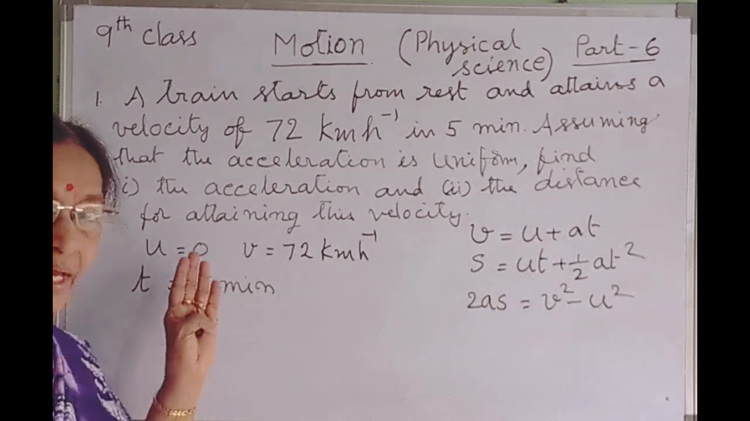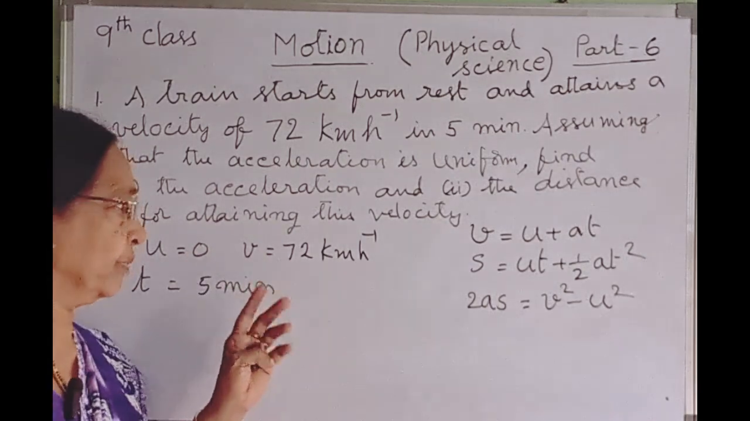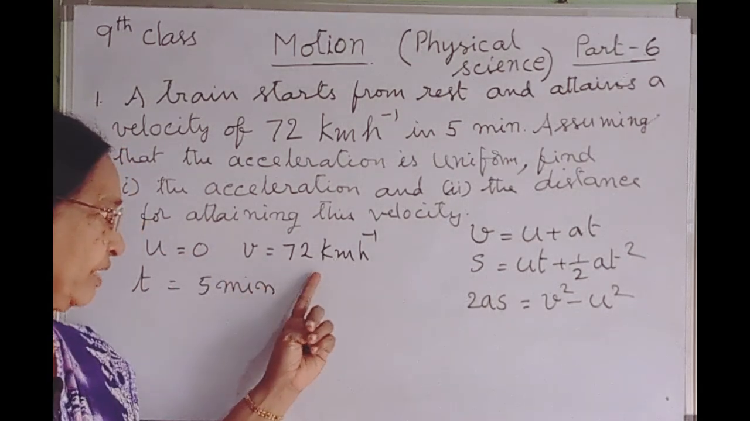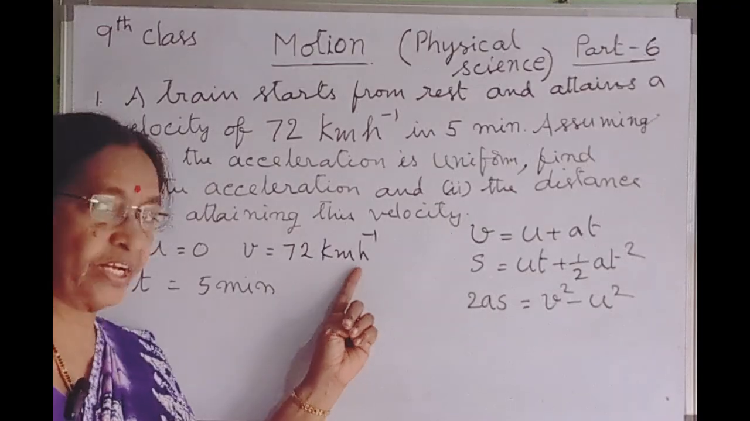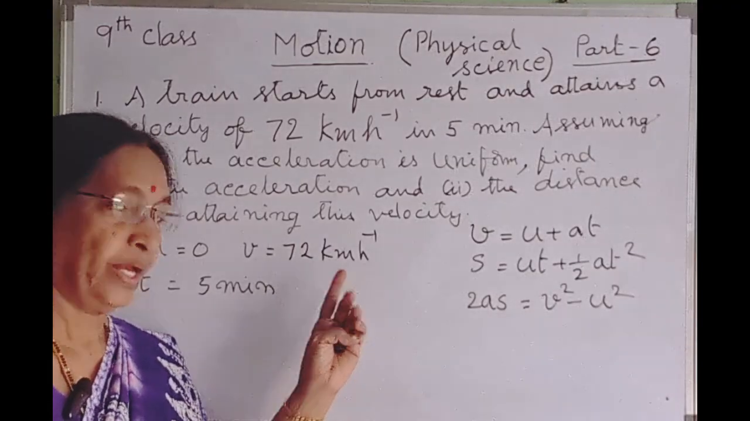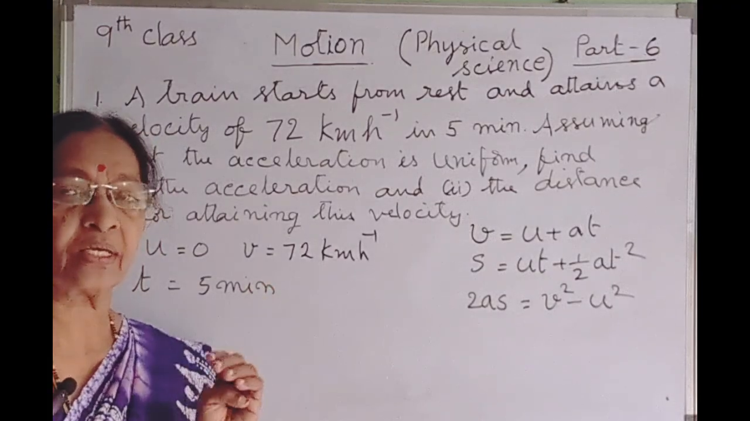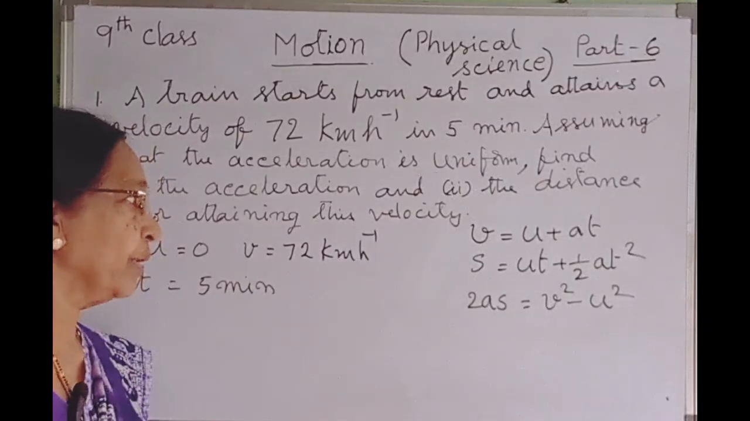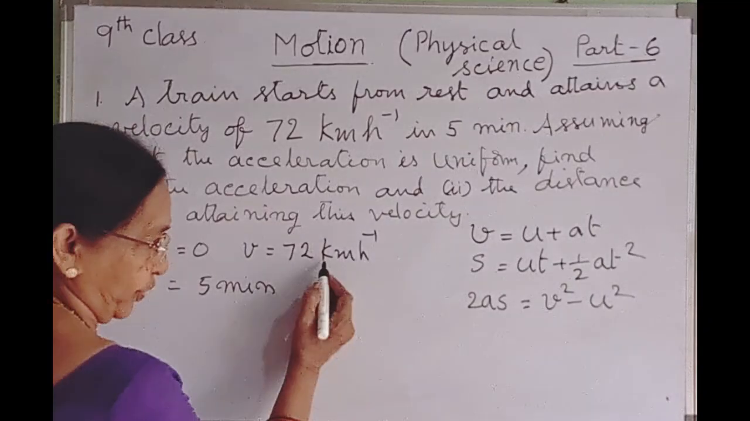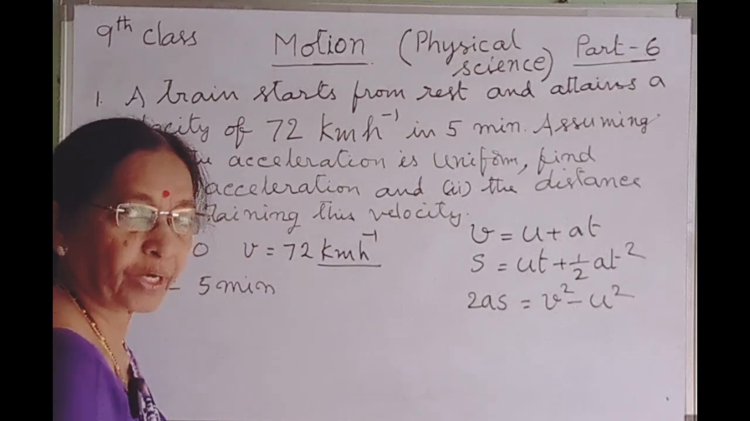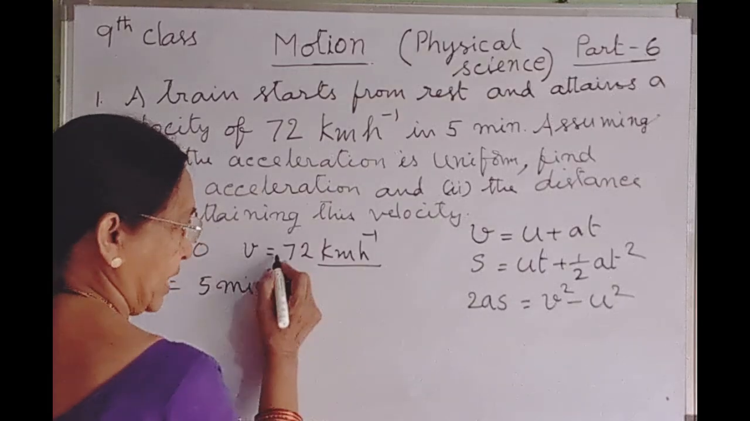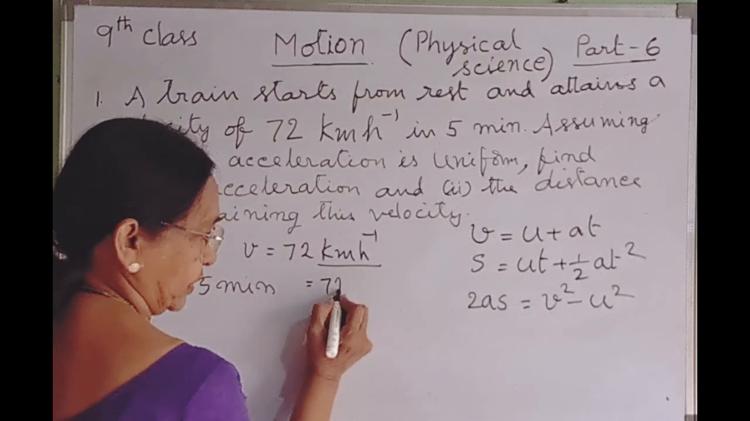So observe the data given in the problem. Here we have initial velocity and final velocity. Final velocity is given in kilometer per hour. The unit for velocity in the SI system is meter per second. Therefore, we have to convert this kilometer per hour into meter per second. Therefore, v is equal to 72.